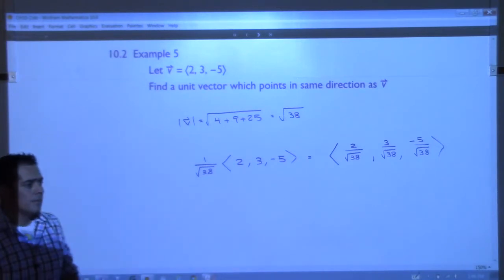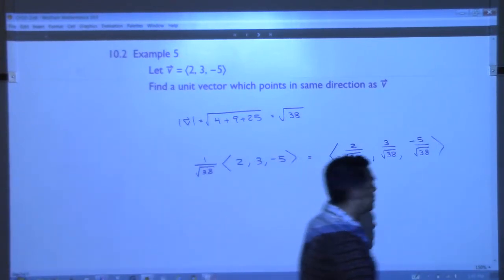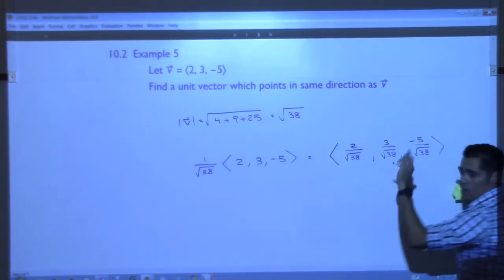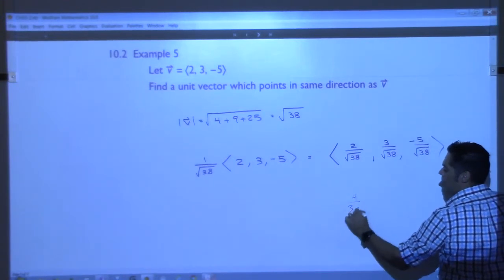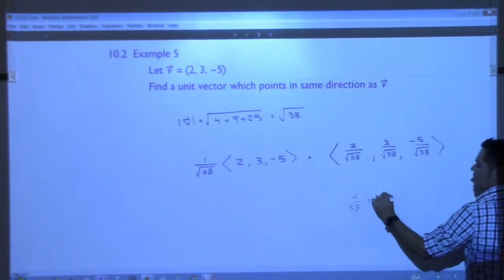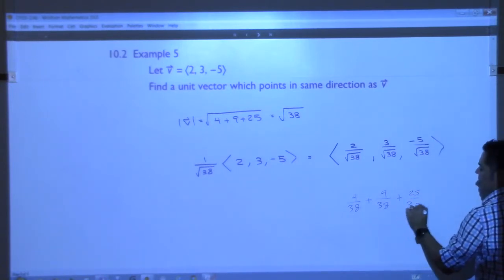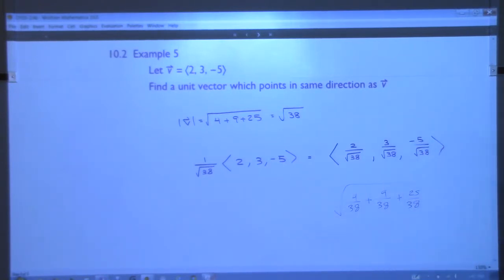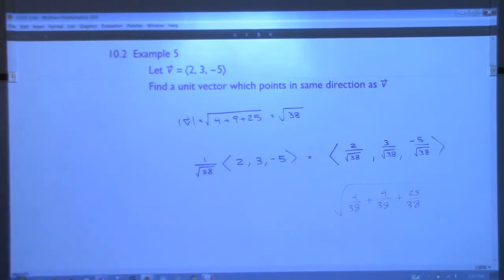How could we check to see if that's a unit vector? Square them all, add them. Yeah, square them all and add them, right? So what would happen if I asked you for the length of this? We should get 1, shouldn't we? Okay, so square that. What do you get? 4 over 38. Add to that this one squared. That one squared. And then put it all under a square root. And if you do that, you get 38 over 38. It's 1, square root of 1, 1. So the length of that is 1. So that just verifies that it did give us a unit vector.